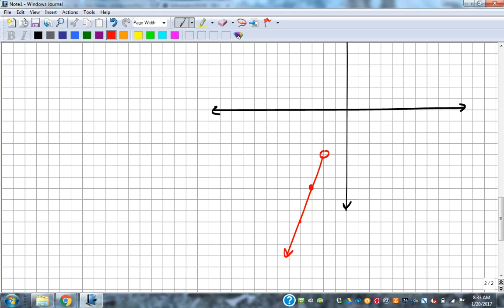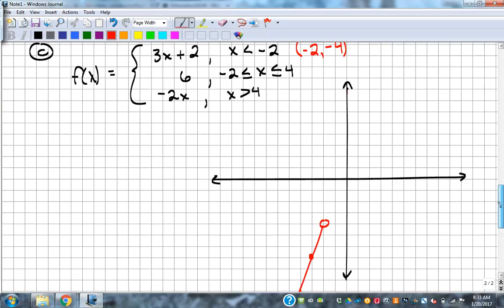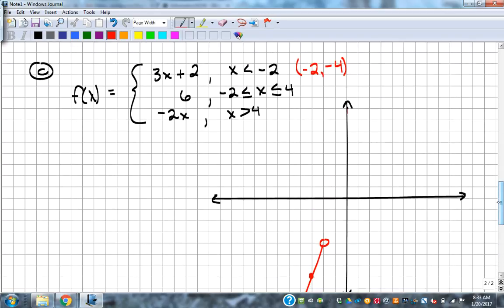Okay. Now we've got part A done. Let's go to part B. Part A has that open circle. When you went down 3 over 1, did you have a closed circle? Yes, because all of those x values are included because they're less than negative 2.